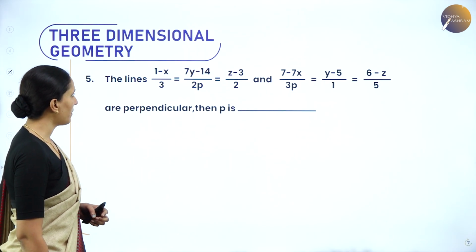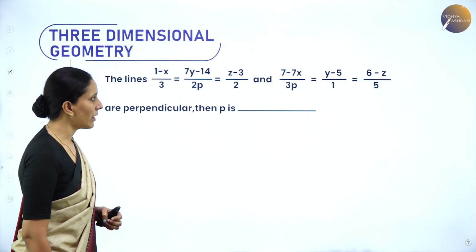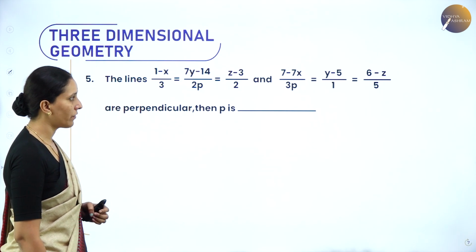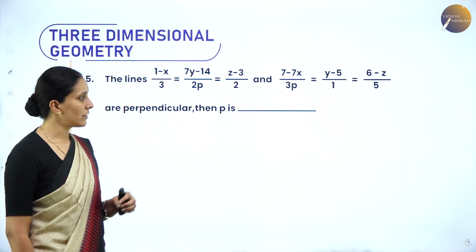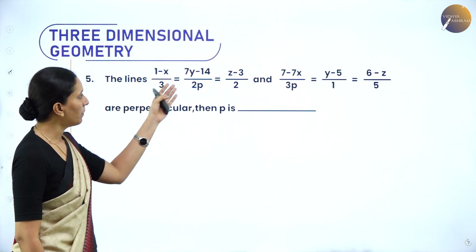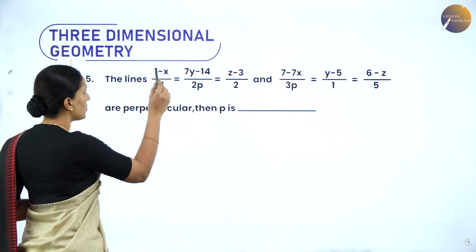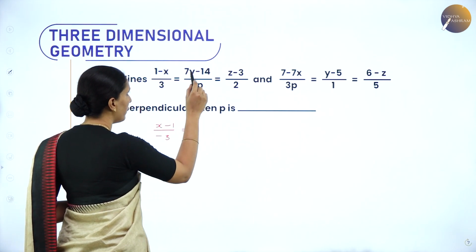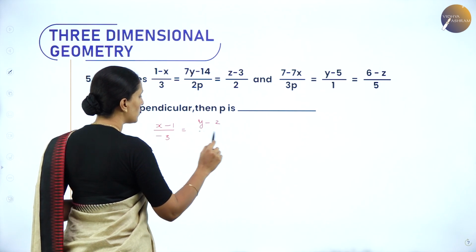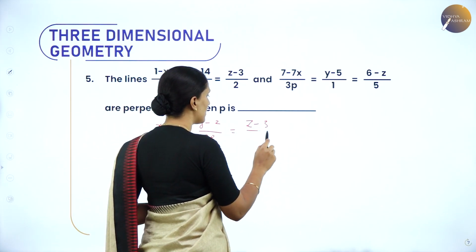Next, the lines (1 minus x) by 3, (7 minus 14) by 2p, (z minus 3) by 2, and (7 minus 7x) by 3p equals (y minus 5) by 1 equals (6 minus z) by 5 are perpendicular, then the value of p is. So by observing this, both equations are not in the standard form, we can reduce them into standard form. So here we can write this as (x minus 1) by minus 3, and here if we take 7 outside, then we'll get (y minus 2), and we'll keep 7 in the denominator, then it is 2p by 7. So here this is equal to (z minus 3) by 2.